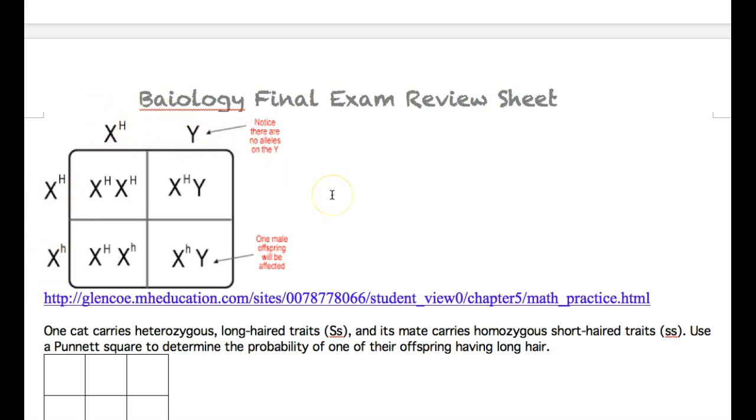So if I say the mother has a sex-linked trait and the mother is heterozygous, then you'll know it's X big H, X little h. But if the mother is homozygous for the trait, then it's X big H, X big H. You write it as a superscript on the X. In this case, the father is also X big H and Y, and you get these 4 kids, potential kids.